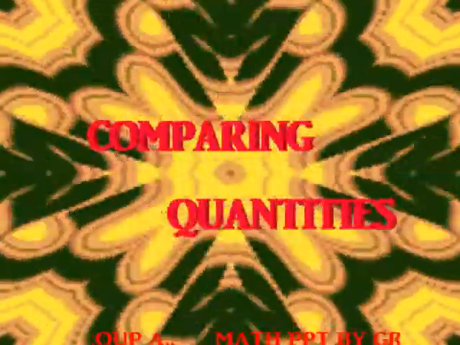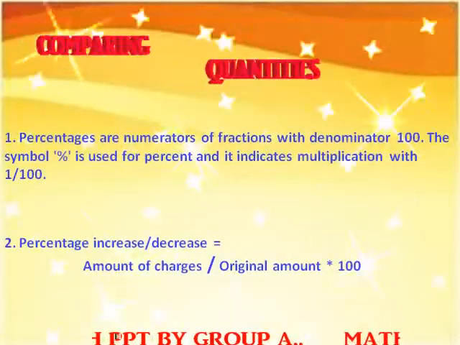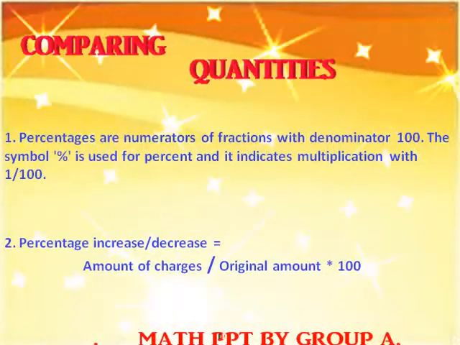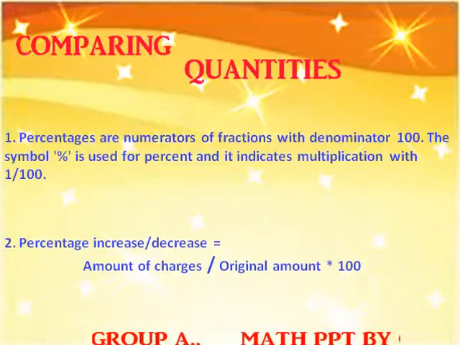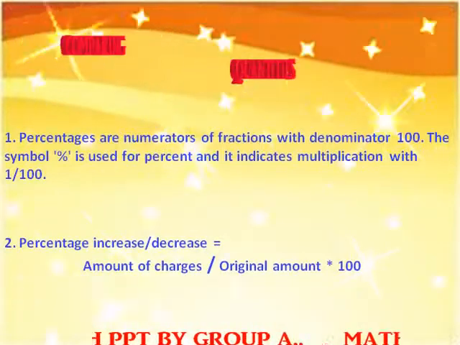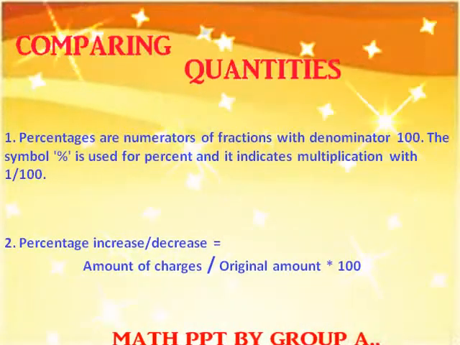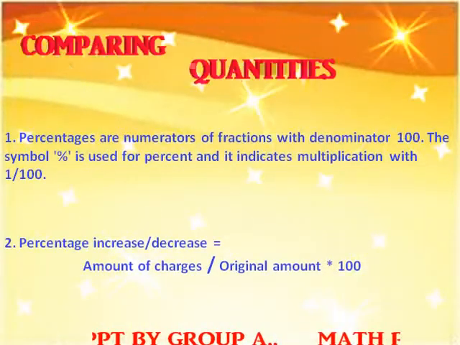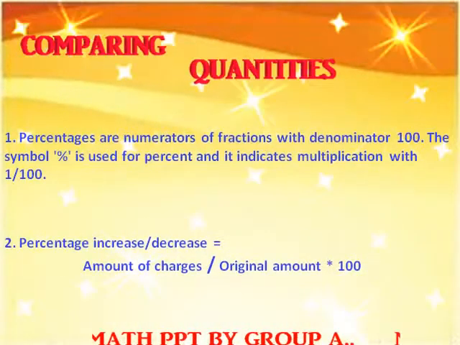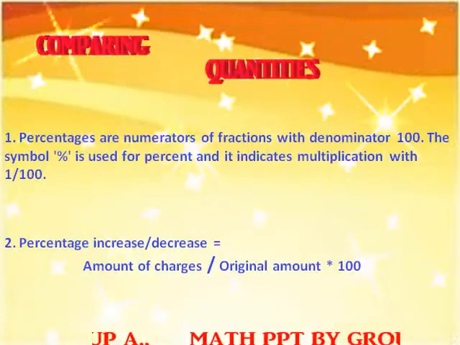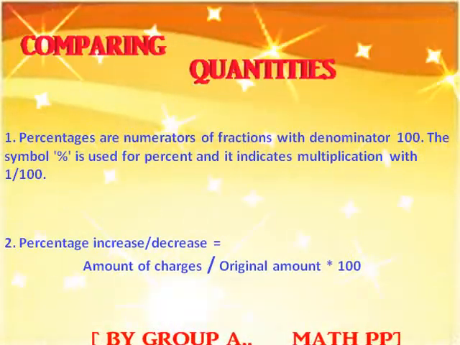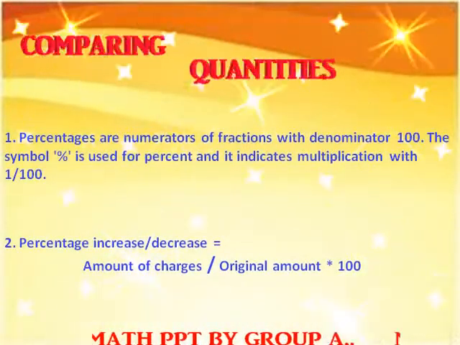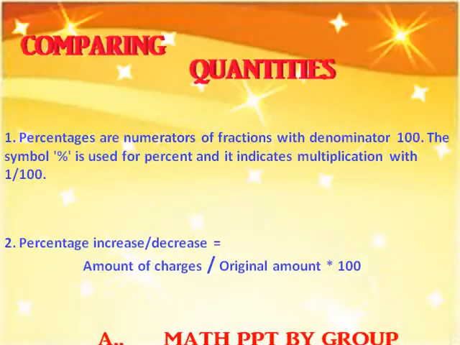Comparing quantities. 1. Percentages are numerators of fractions with denominator 100. The symbol percent is used for percent and it indicates multiplication with 1 upon 100. 2. Percentage increase or decrease equals amount of change upon original amount multiplied by 100.